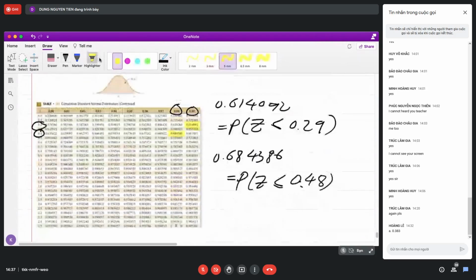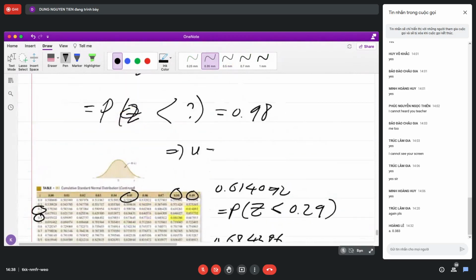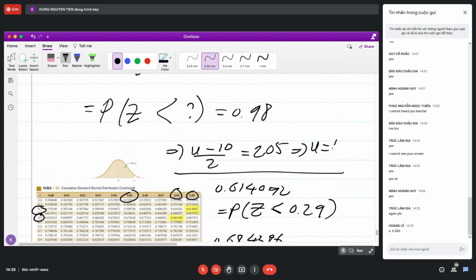Where is 98%? Right here. I have two numbers. Which one is closer to 98%? The first one is closer, right? So I come up with 2.05. So I can conclude that (u minus 10) over 2 is 2.05, and then I conclude that u is 14.1. That is the final answer. Do you understand? Do you get that?